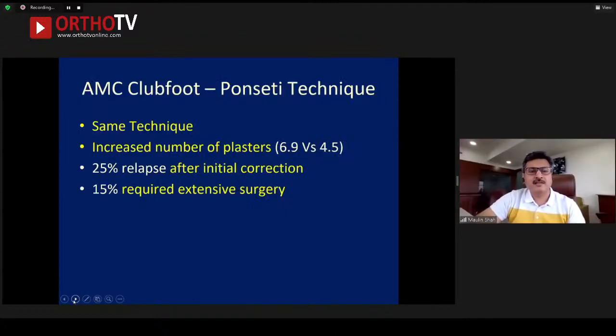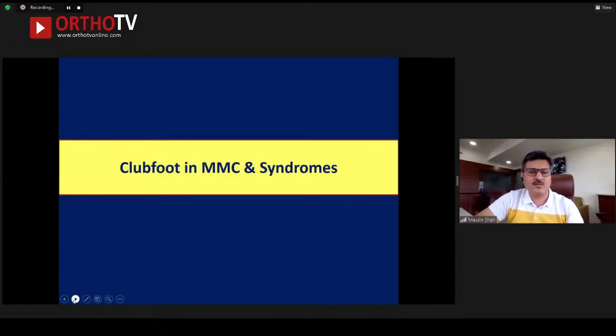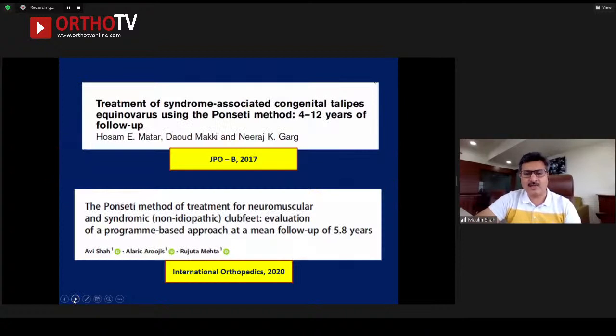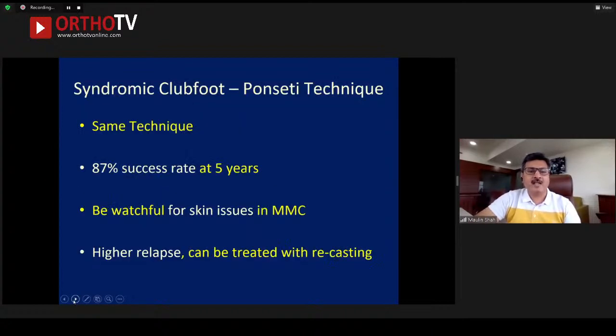Yeah. So in arthrogryposis, we have to use the same technique, but they need more plasters, and there are higher rates of relapse. And in syndromic Clubfeet, the technique is the same. We have this paper from Vadia recently, and they have good results at 5 years. But there are higher relapses because of the underlying neurologic condition.